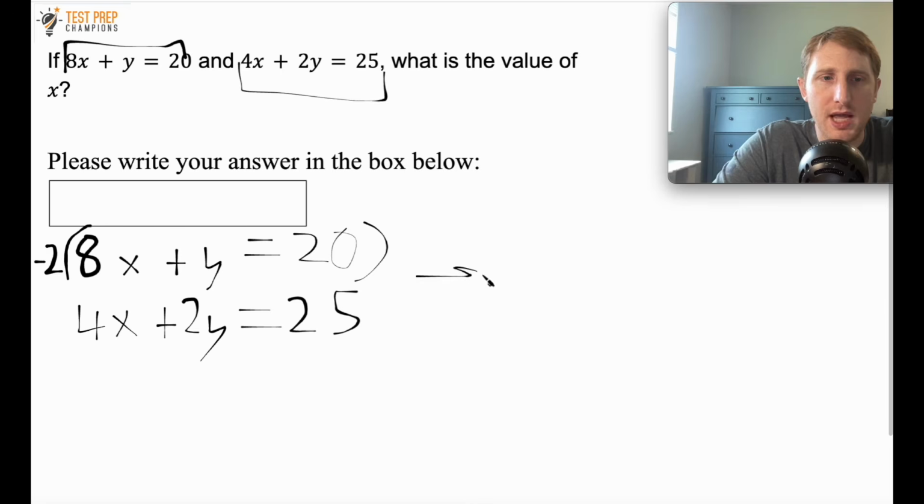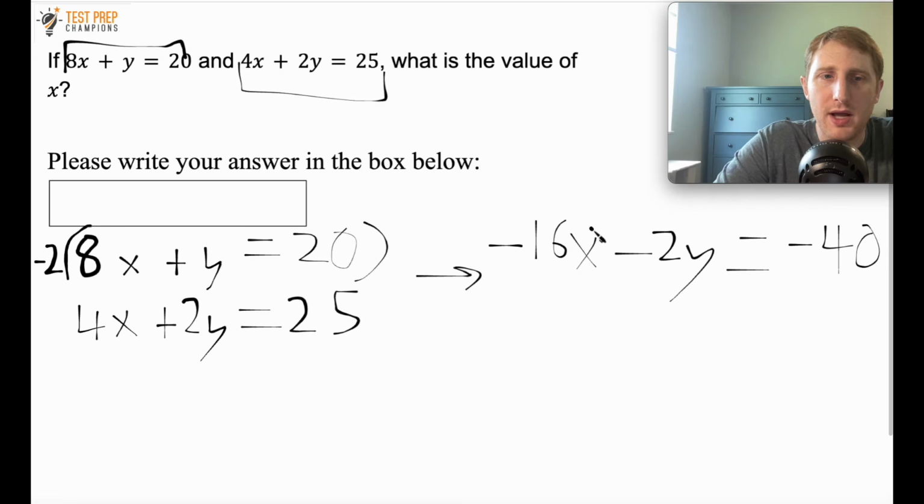Okay, so negative 2 times 8x is negative 16x. All right, y times negative 2 is negative 2y, and then 20 times negative 2 is negative 40. Again, the reason why I multiplied everything by negative 2 is because I want negative 2y in the first equation, because when I add the equations, the y's are going to cancel out, and that's going to get me closer to finding the value of x. And the key here is that I can't just multiply y by negative 2. I had to multiply everything in the first equation by negative 2.